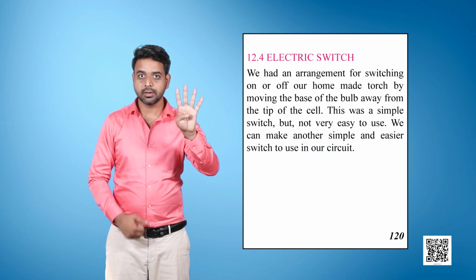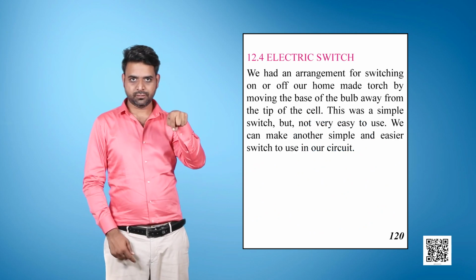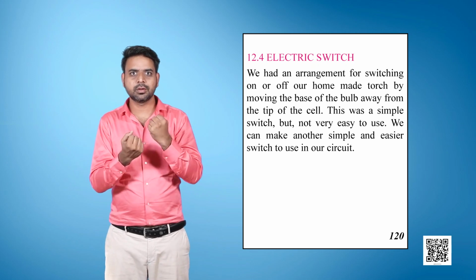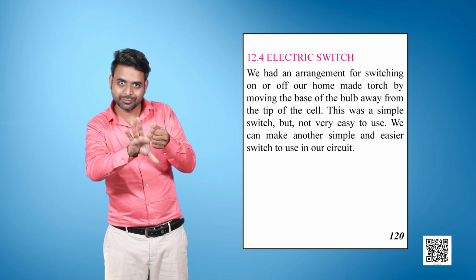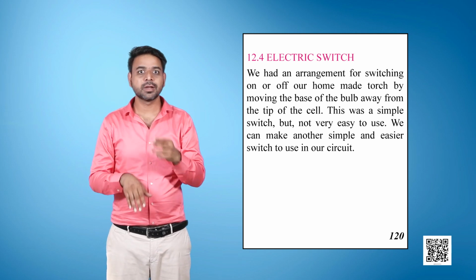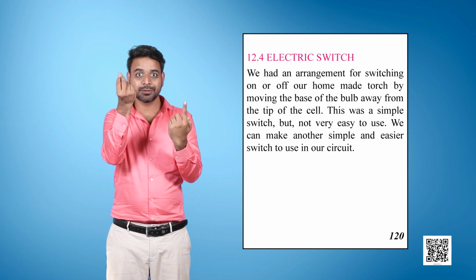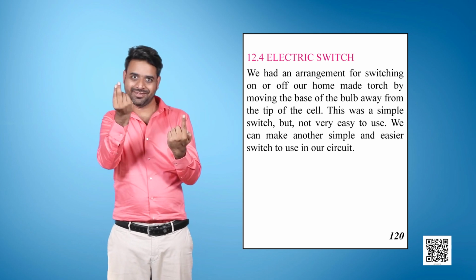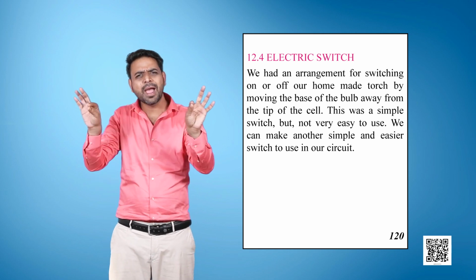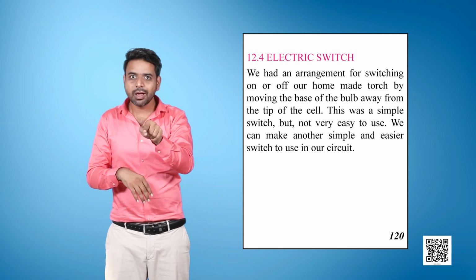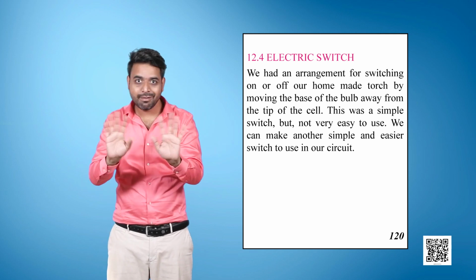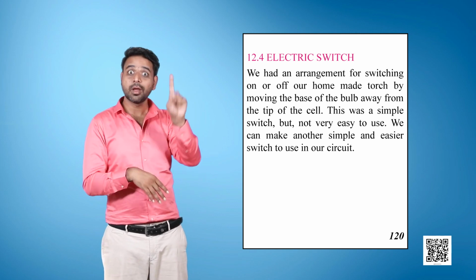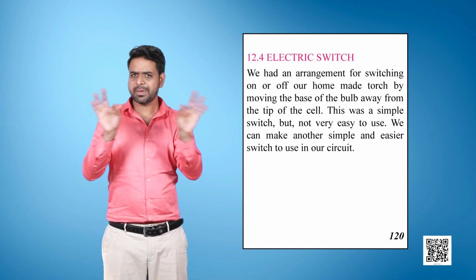12.4 Electric switch. We had an arrangement for switching on or off our homemade torch by moving the base of the bulb away from the tip of the cell. This was a simple switch, but not very easy to use. We can make another simple and easier switch to use in our circuit.